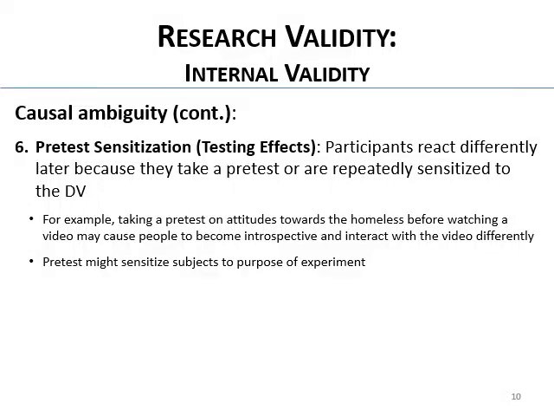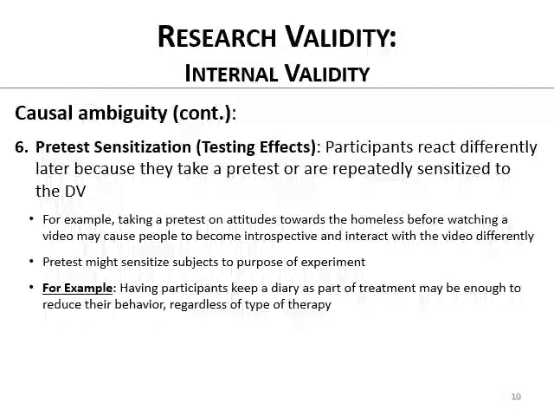So this is when your pretest sensitizes subjects, for example, to the purpose of your experiment. So let's say in your quit smoking program, for example, you have folks keep a diary of how many cigarettes they're smoking on a daily basis.